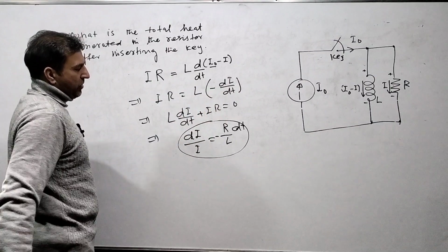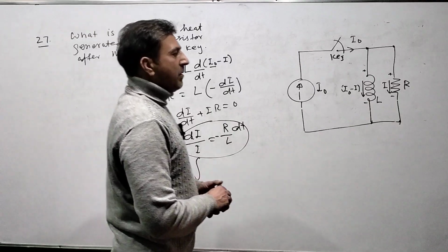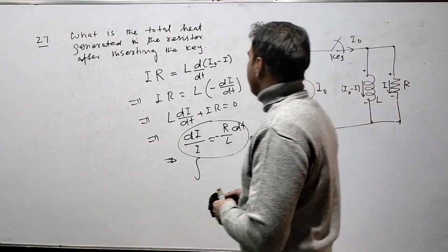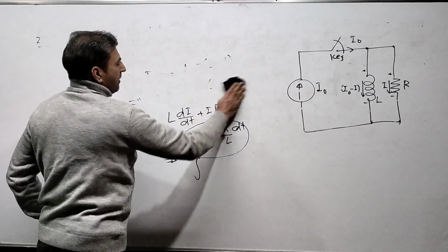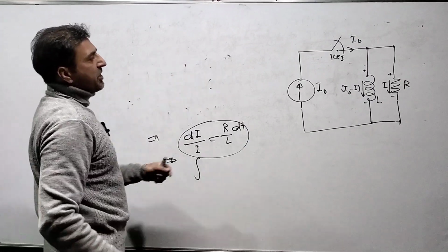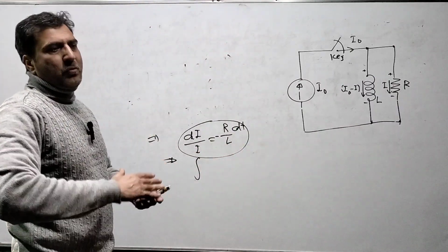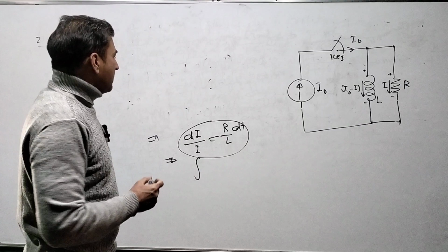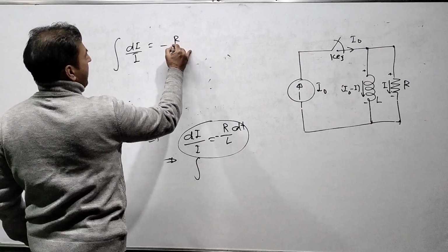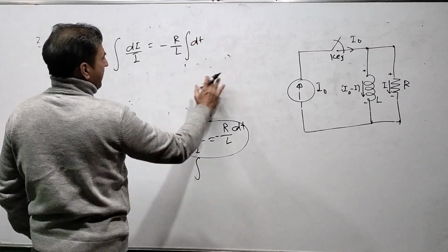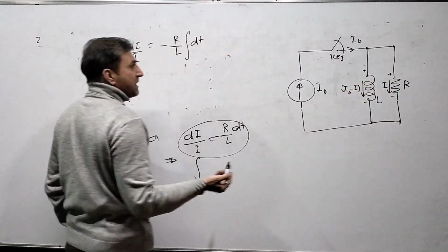I want to integrate this equation to solve it for current. Don't forget that I have to find how much heat is generated in the resistor, the total heat generated in the total time interval from 0 to infinity, after a long time. So it is integrating dI by I is minus R by L integration dt. I'm integrating, but what are the integration limits? What was the initial current through the resistor? That was the maximum, I0.